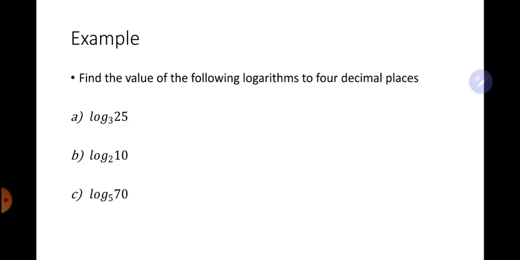Right, now let's look at a few more examples. Find the value of the following logarithm to 4 decimal places. If you cannot find log base 3 on your calculator, you have to change base 3 to base e or base 10.